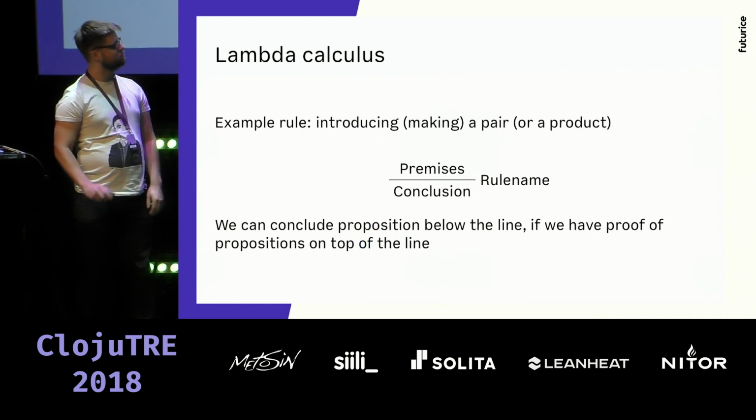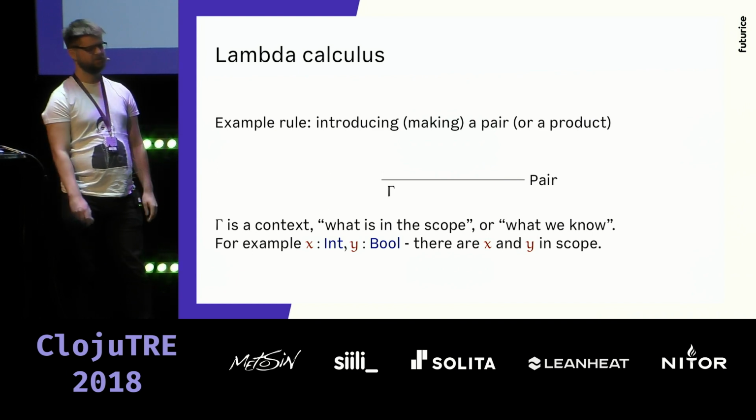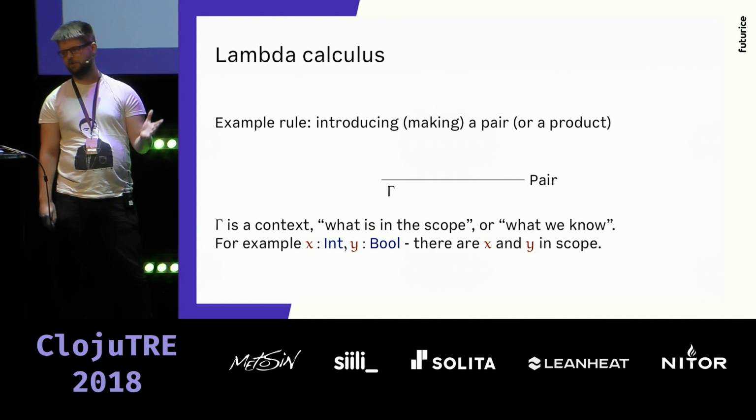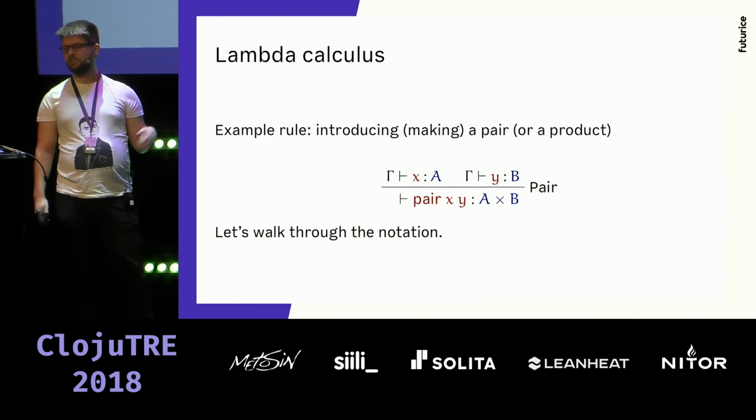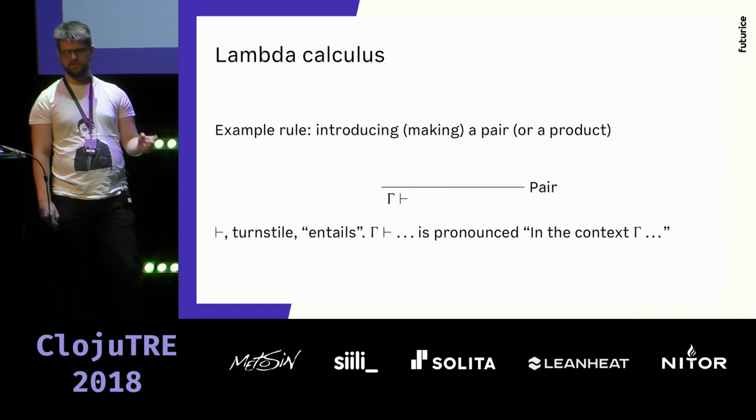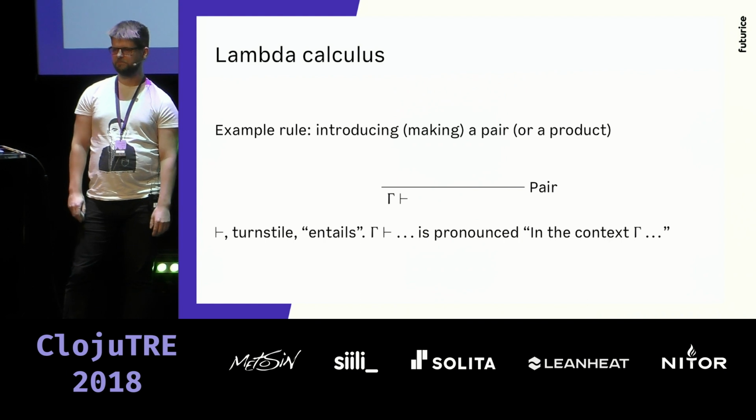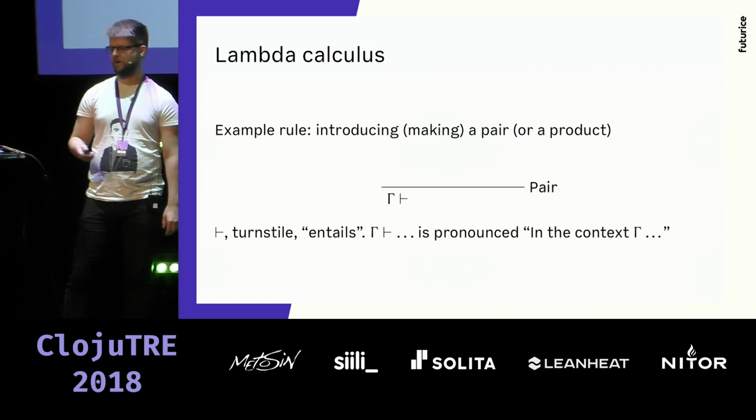And to walk through the other bits, the gamma, I don't know why someone picked a Greek letter, stands for context. It's all the variables we have in scope. So instead of writing everything out, like x has type int and y has type bool, we just use one letter. So when it's all over the place, it's just one letter. So it's a small abstraction. The turnstile is simply a symbol. It doesn't have any special meaning. It's syntax. And we read it as "in the context gamma".